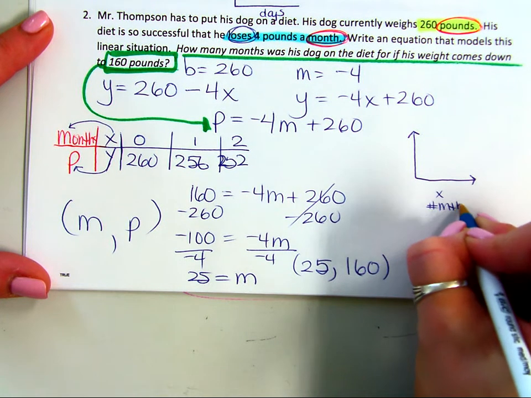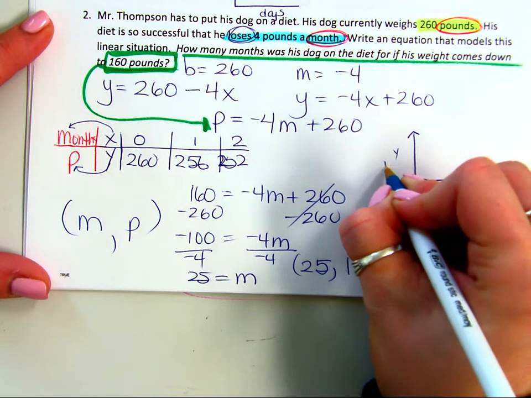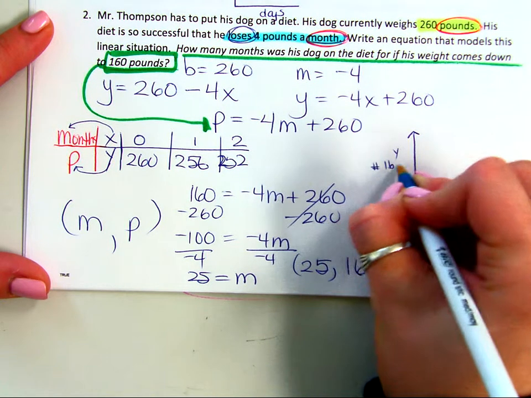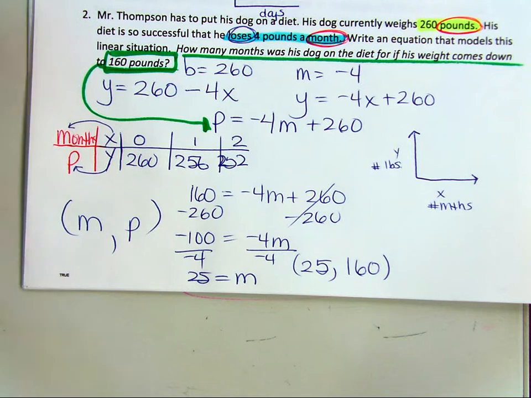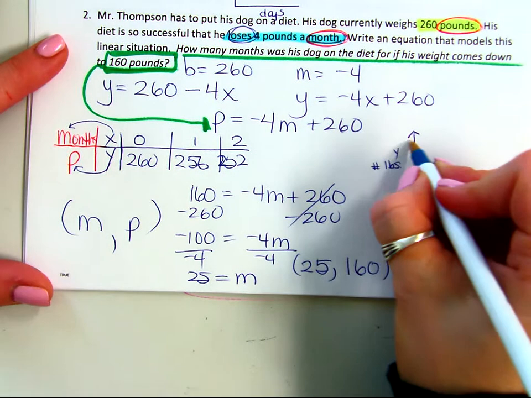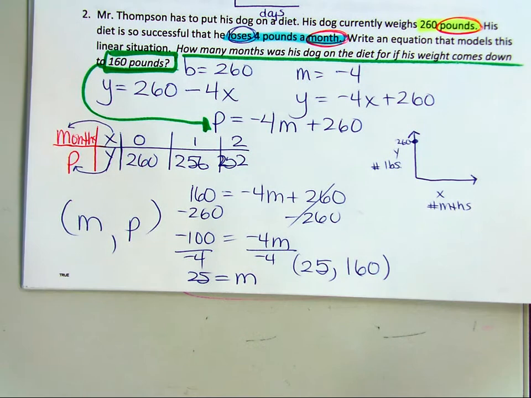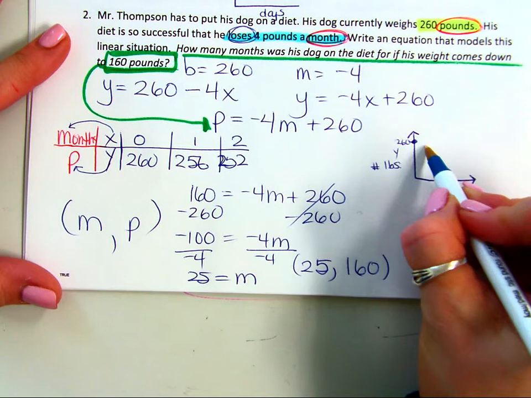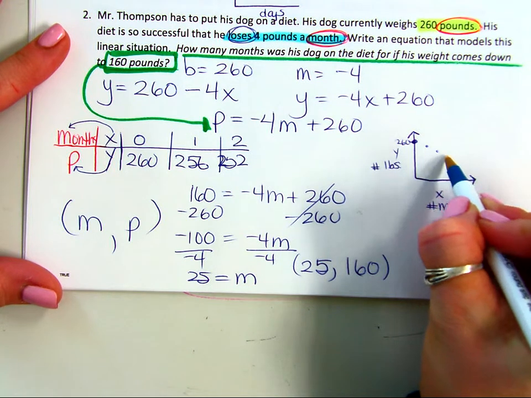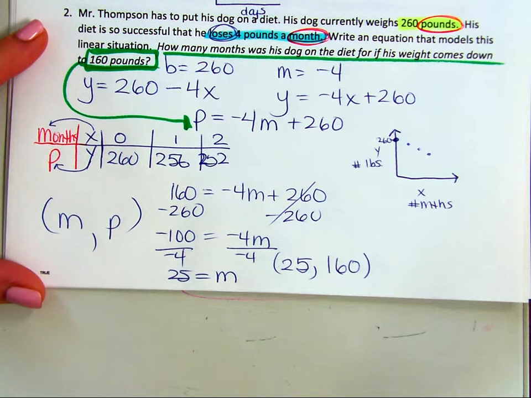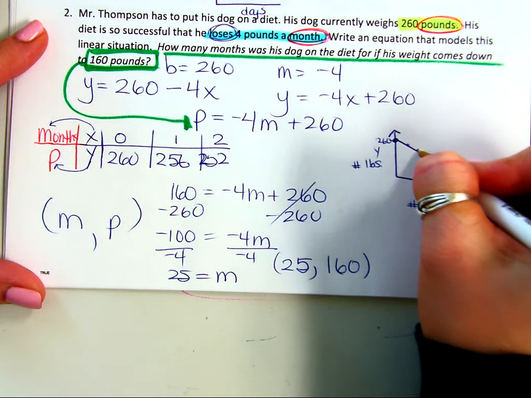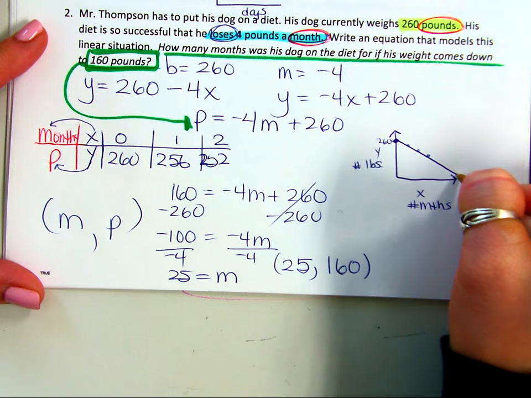Got it? If I were graphing this, X is the number of months, Y is the number of pounds. What's going to be different about this one? Where's his starting weight? All the way up here. What's happening with this line? He weighs less each month, right? So this one's going to go down. Will it ever get to the x-axis? I hope not.